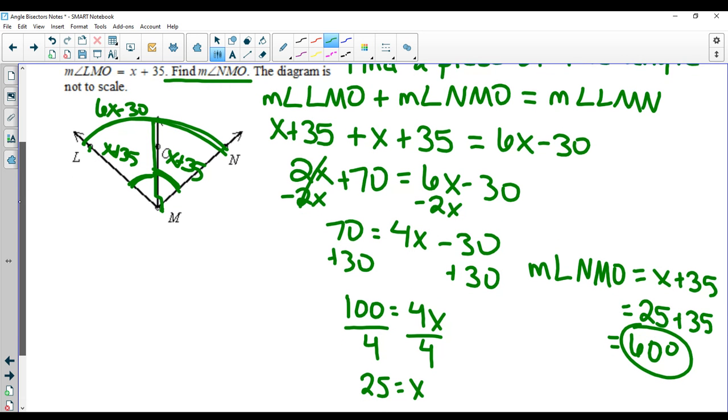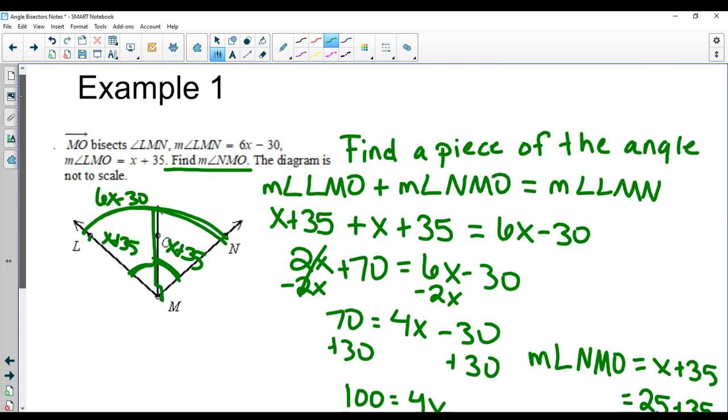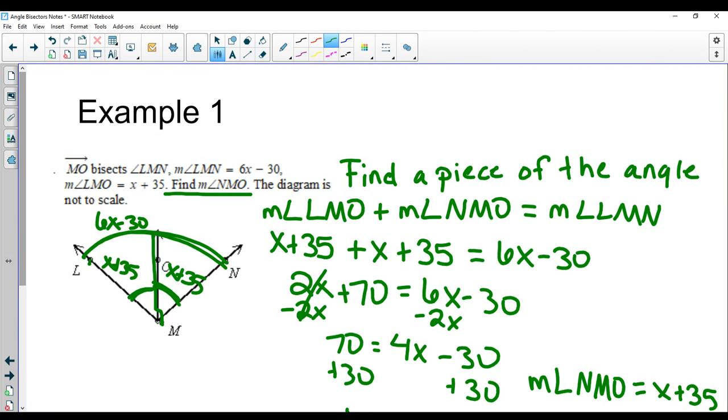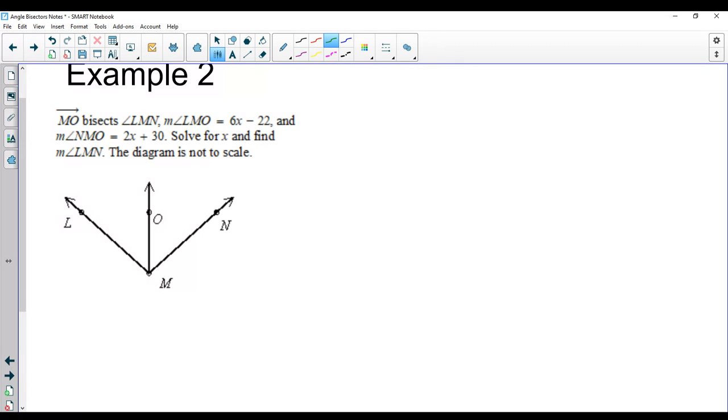You're going to set up an equation using that angle addition postulate, plug in what you know, solve the equation, and you'll either be asked to solve for x and then stop here, or you have to go plug it into a specific angle measure. Okay? That's the first example. Let's go on to the second one, which coincidentally is the last one.